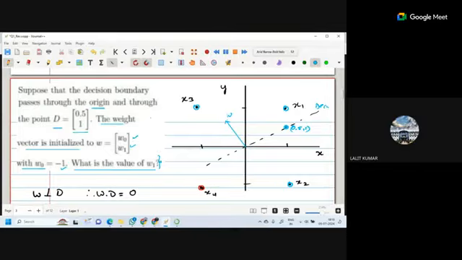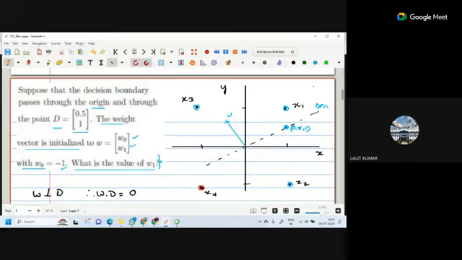Can somebody tell me, conceptually, how should we approach this problem? Bhavya? Anand, am I audible? Yeah, you are. Okay.